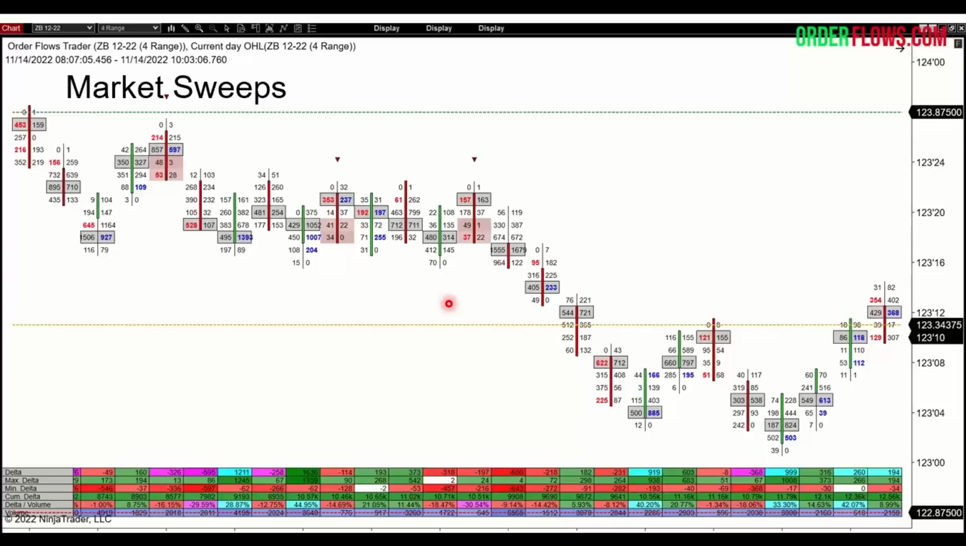Now, this is the bonds. This is a 4-range chart. With bonds, since it's a 4-range chart, I've adjusted the sweep level to just 2, because it's a 4-range chart, so there's only 5 price levels. But you can see we're up here near the highs yesterday.